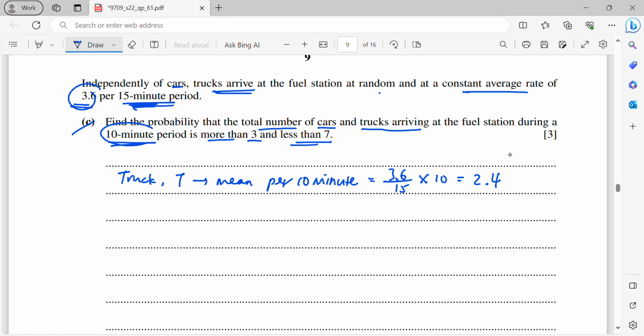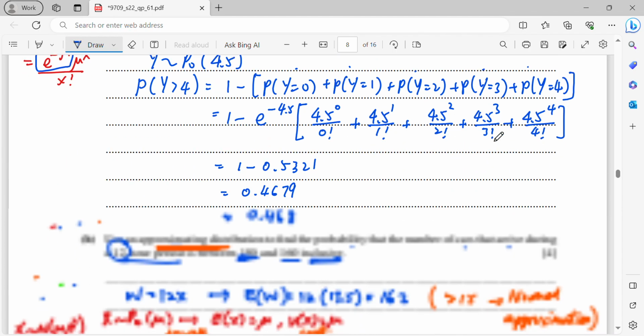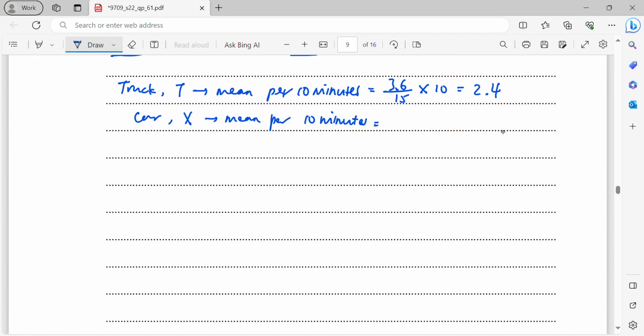Now, for the car, which is the X, so the mean per 10 minutes. So now you refer back to the question. This 13.5 is per hour. Okay, so I will divide this 13.5 by 60 to get 1 minute first. So it will be 13.5 divided by 60. This is for 1 minute. Then I times 10. That will be for 10 minutes. Then you will get 2.25.